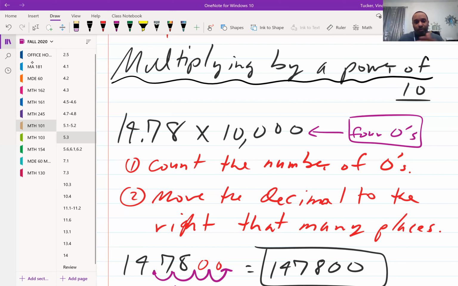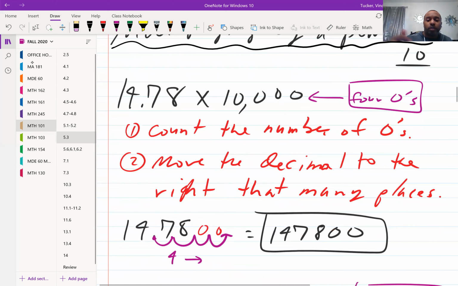If you ever forget which way I should move my decimal, if I multiply something by 10,000, it should be greater than what I originally had. So I have 4 zeros here. That's just telling me I need to move my decimal to the right 4 times. And that'll give me my result, 147,800.